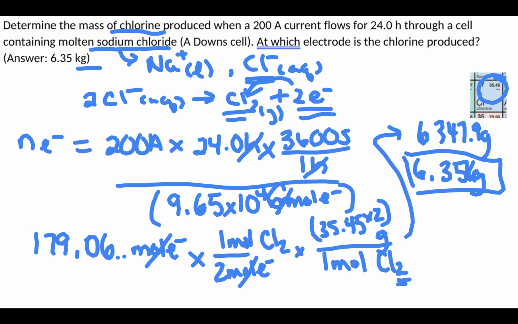And then asking about which electrode it is going to be produced. Just looking at what you're starting with, you have a negative ion, and negative ions will lose electrons. So if you're losing electrons, you're undergoing oxidation, and oxidation happens at the anode. So chlorine gas will be produced at the anode.